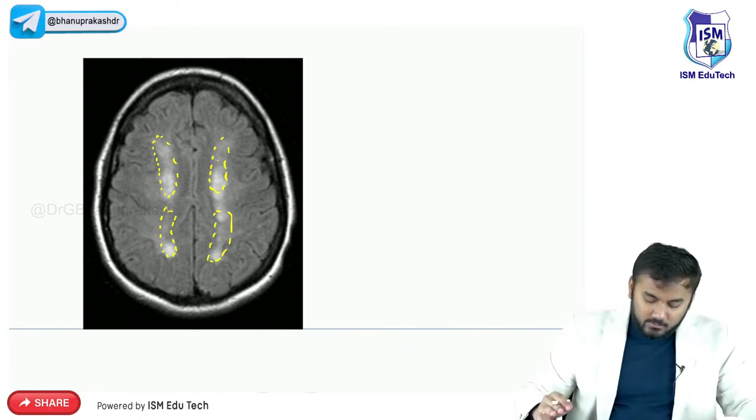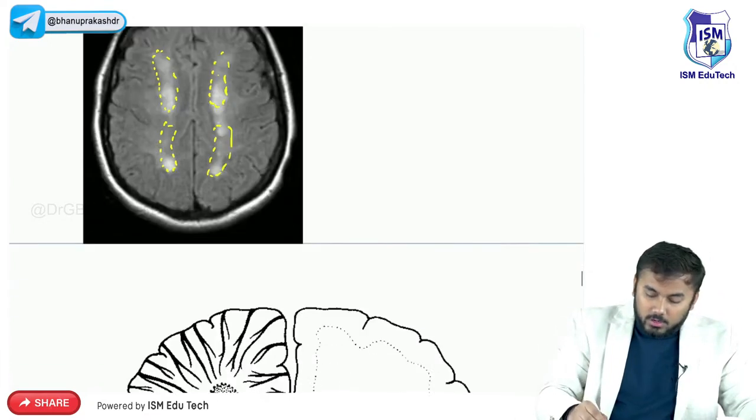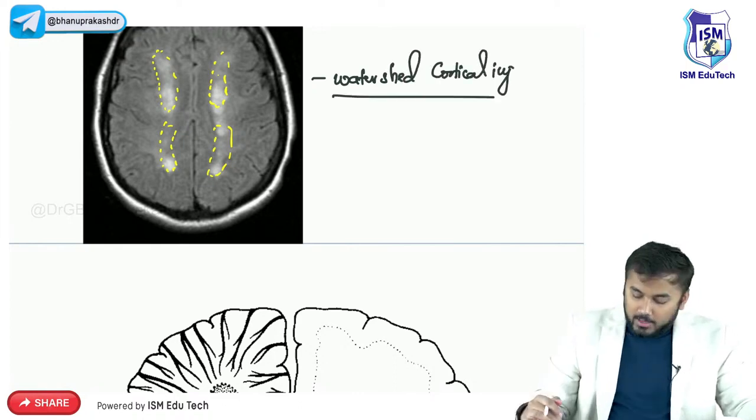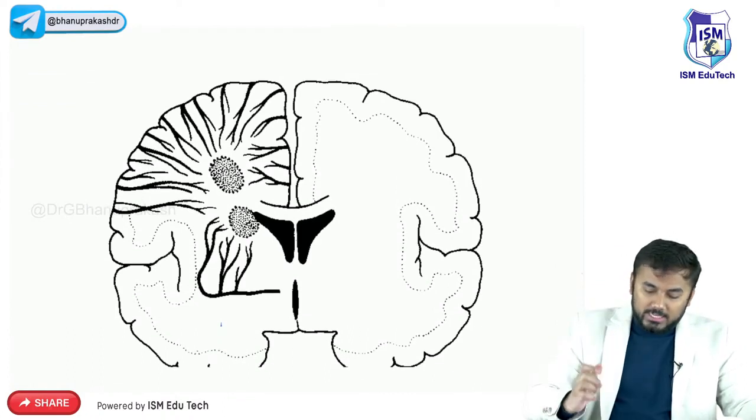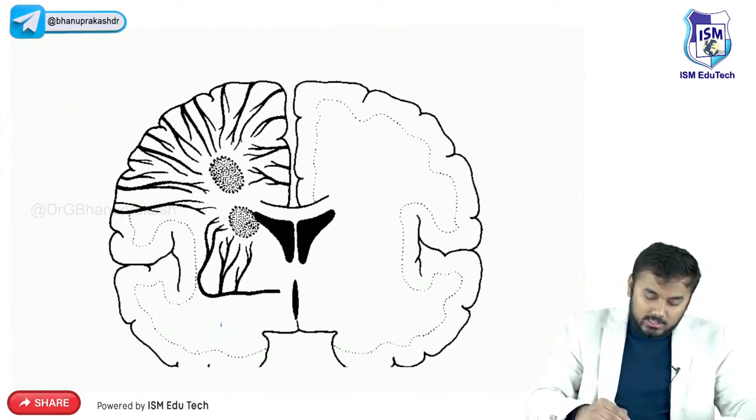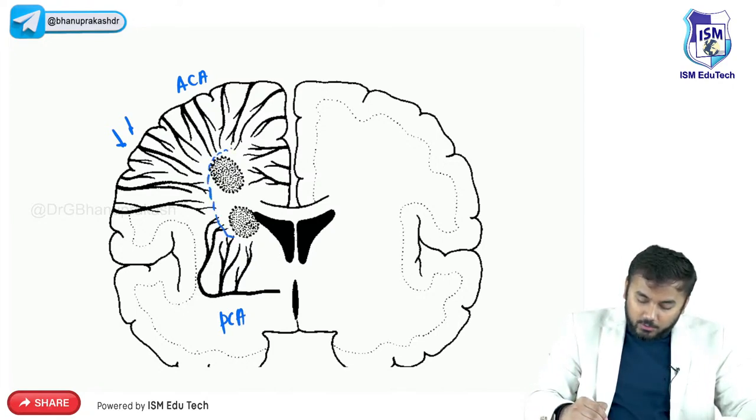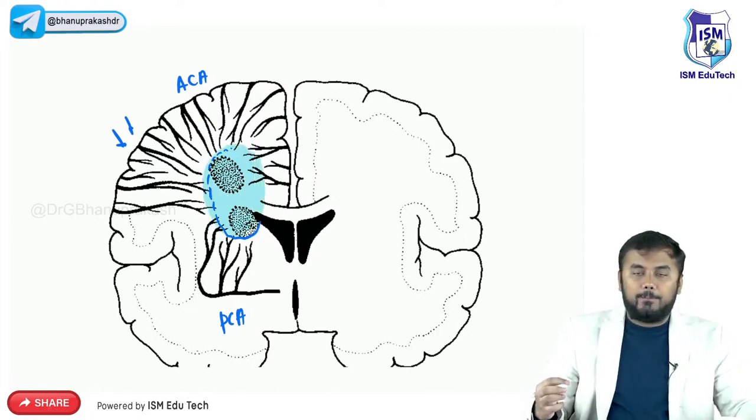Very good. So this is what is called watershed injury. This is what is called watershed cortical injury. Now, if you want a much easier explanation, you can look here. These arteries: this is from the anterior cerebral artery and this is from the posterior cerebral artery. Look, both anterior and posterior are supplying this region. This region which I'm highlighting now is called the watershed area. Clear? Fine. You are clear with watershed.